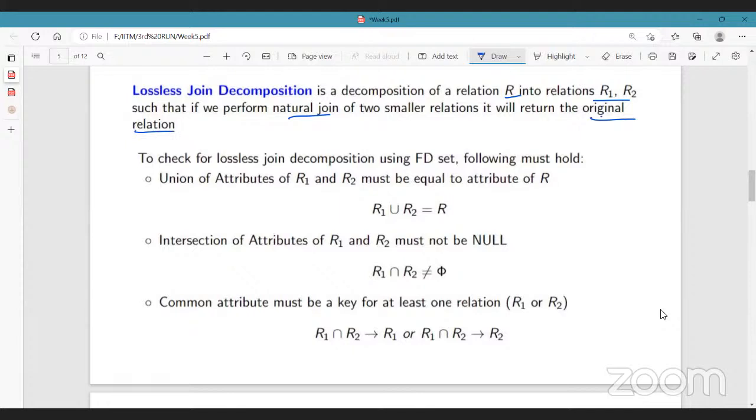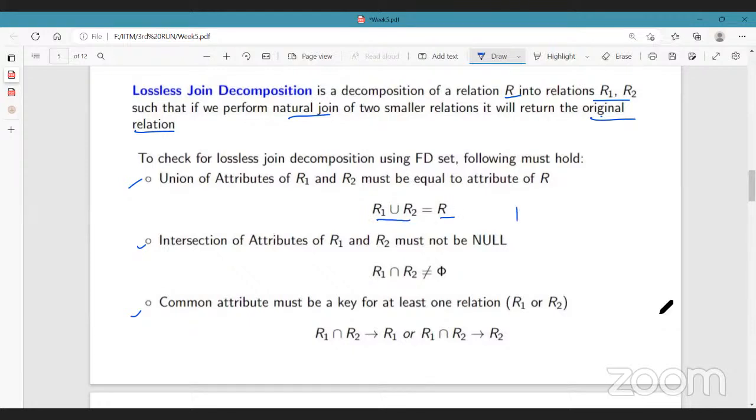So in order to check whether a lossless join decomposition exists or not, we must follow these three rules. All the three rules must be satisfied. So the first rule is performing the union between the decomposed relations. And when we perform the union between the decomposed relations, it must be equal to the attributes of R.